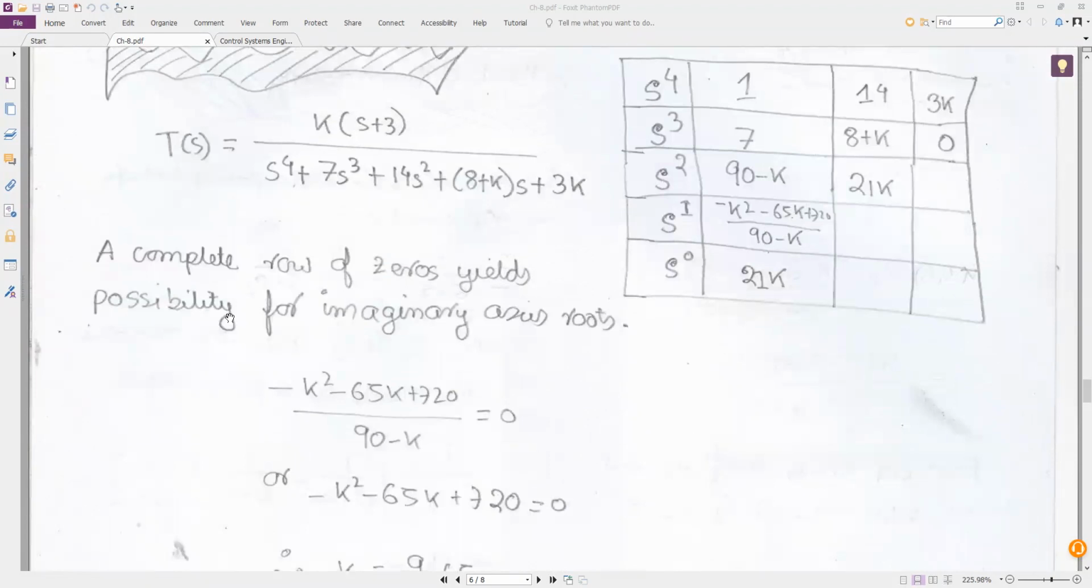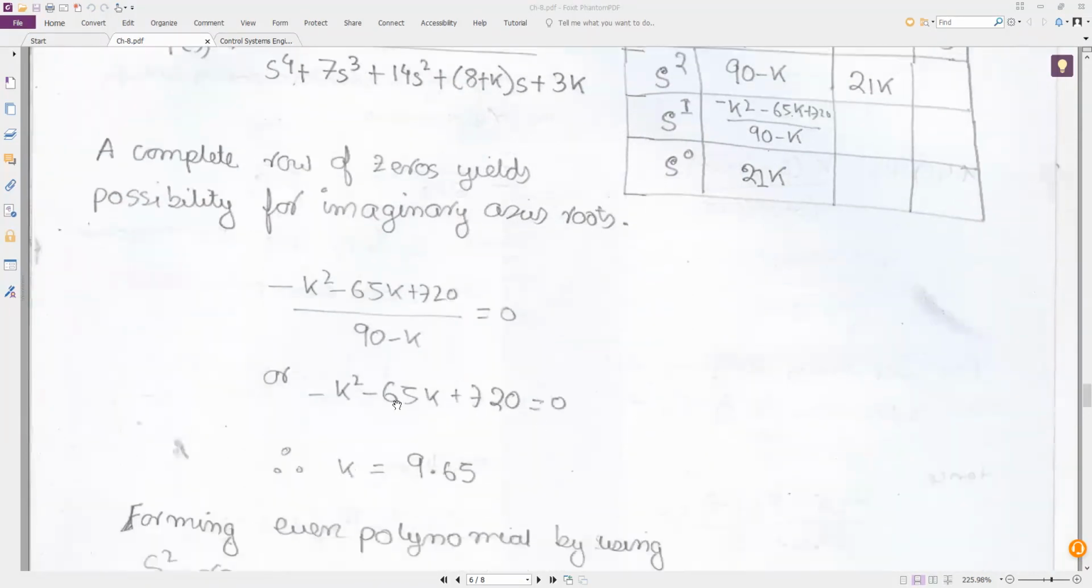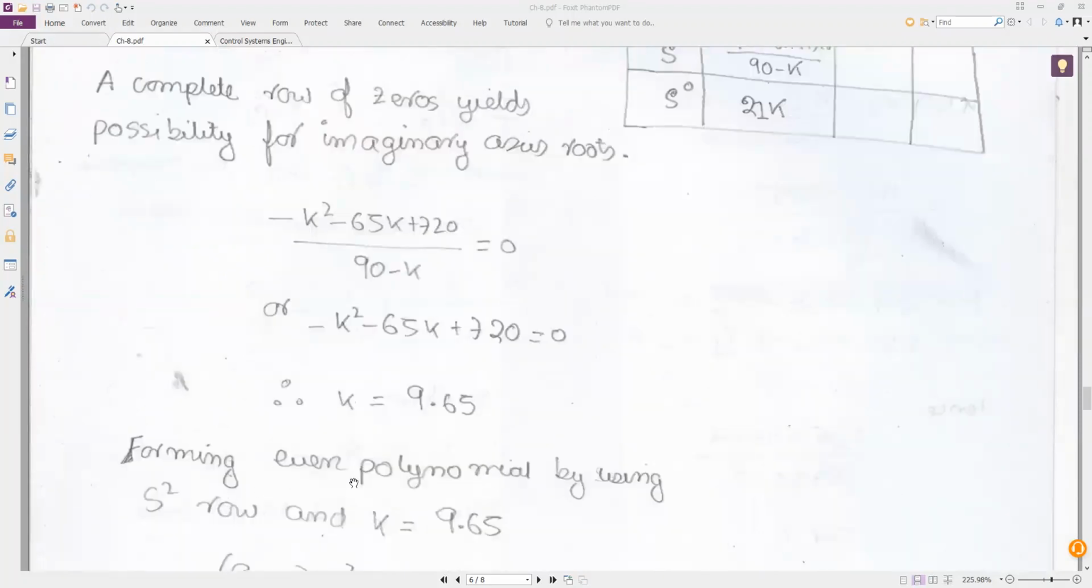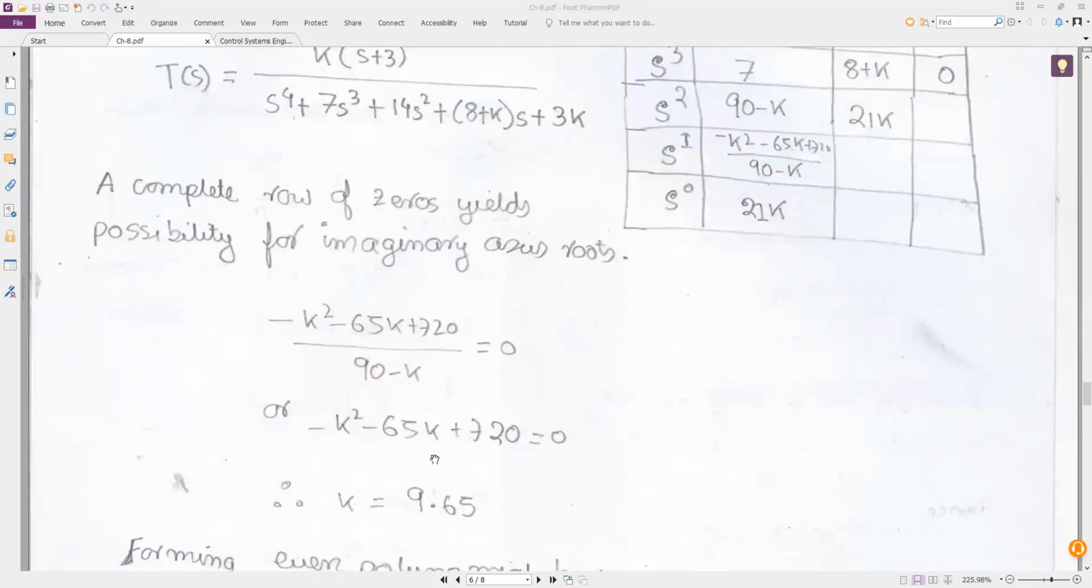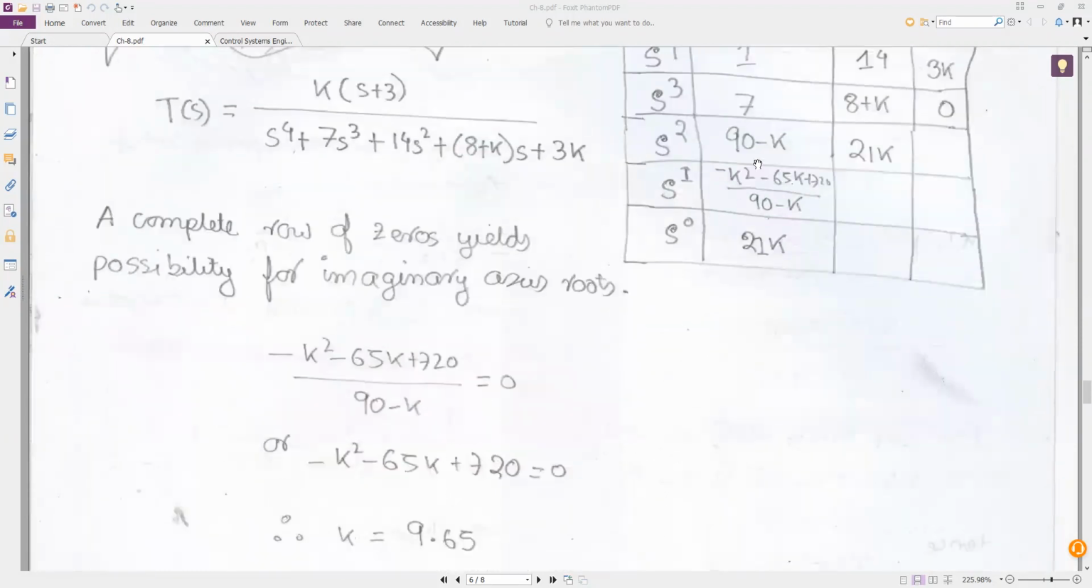Let's say this complete row will be zeros. A complete row of zeros yields the possibility for imaginary axis crossing. So if this one is equal to 0, then all zeros will be possible. You do the math, then you get k is equal to 9.65. If you put the value of k equal to 9.65, then this row will be 0.